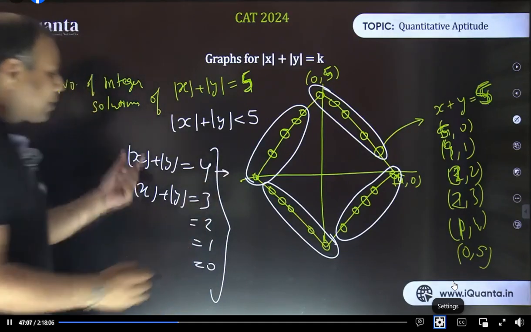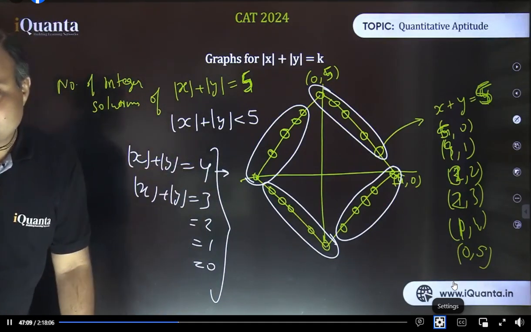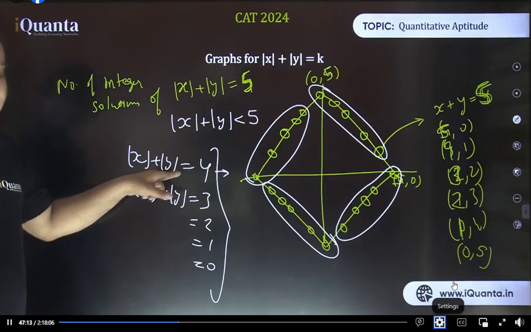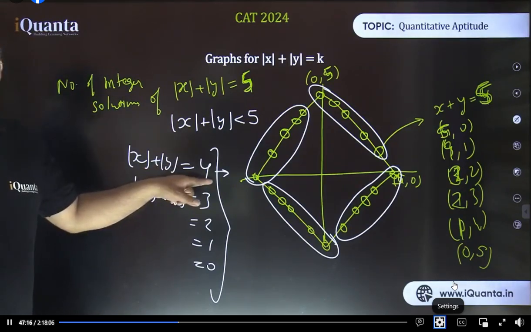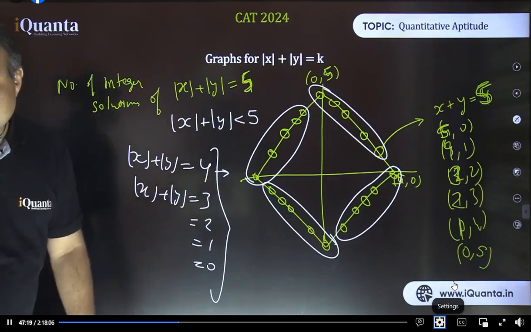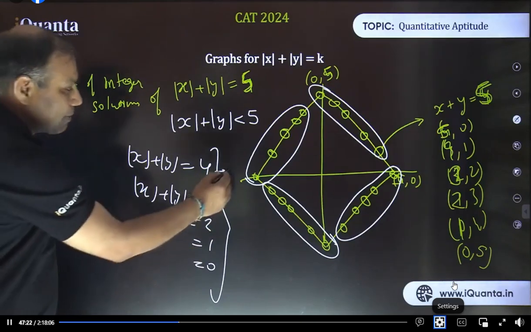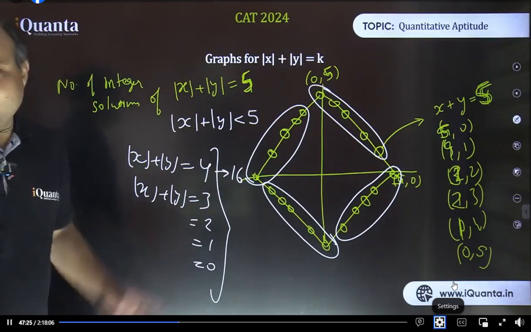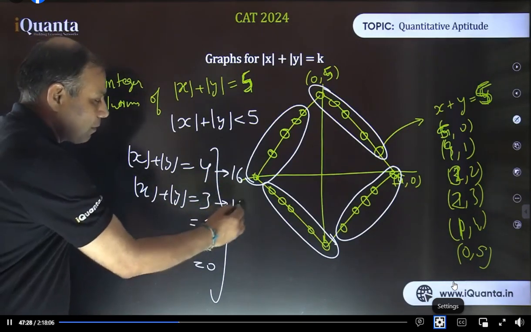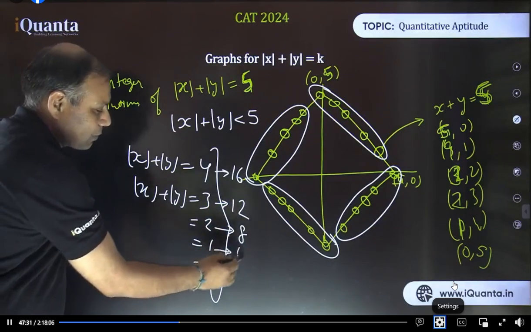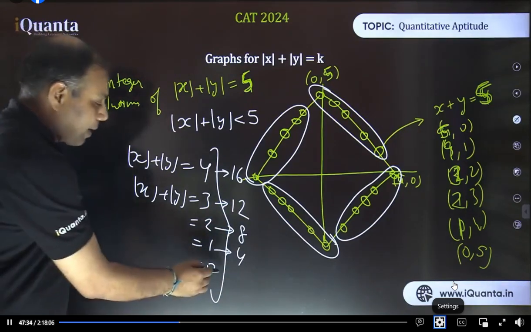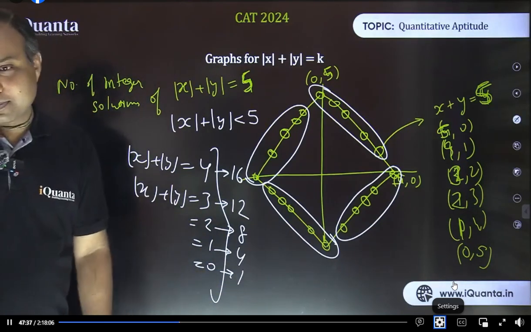So in case of when mod x plus mod y equals 4, how many points would be there? On this boundary only. Now I'm asking about equal part. How many points will be there? It will be 4 times 4, 16. Next, 4 times 3, that is 12. 4 times 2, that is 8. 4 times 1, that is 4. And in case of 0, there will be only 1 point. That is both x and y are 0.